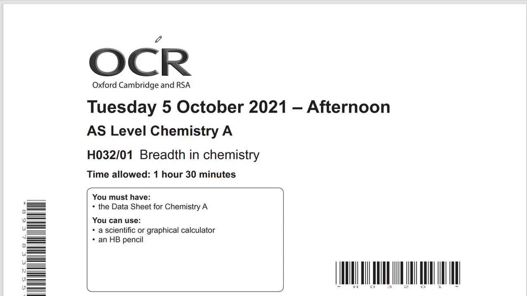So breadth in chemistry then is one half of the AS component. In terms of question style, they tend to be quite short, snappy 1, 2, 3 markers. However, it does cover the entirety of AS chemistry, and there is the dreaded multiple choice section to answer. So I'll split it in half because the multiple choice can take a long time to answer.